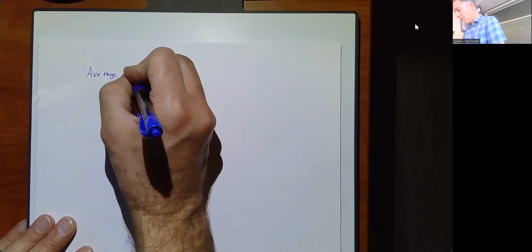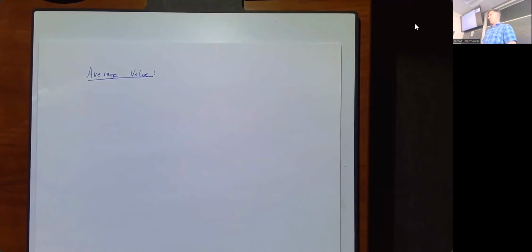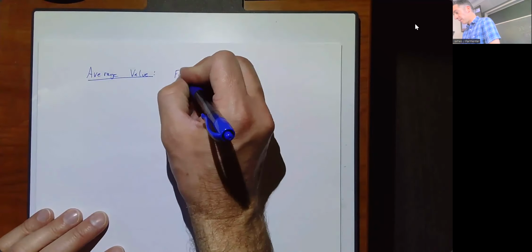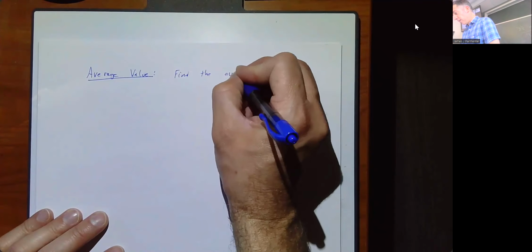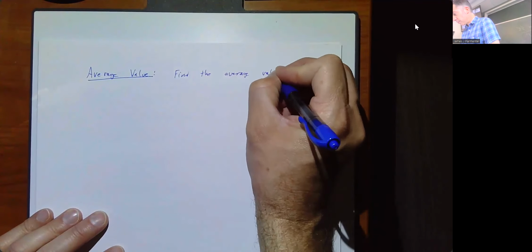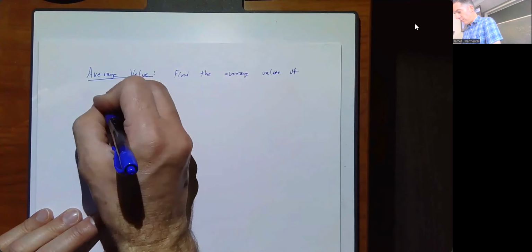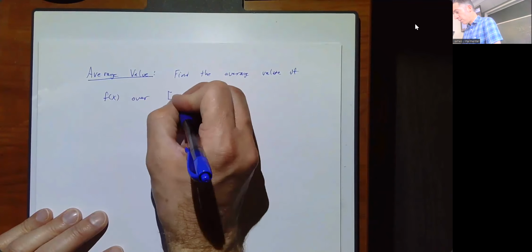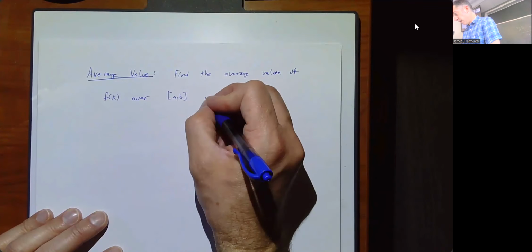Average value. I'm actually surprised that there's a whole section in your textbook dedicated to it, because the computation of average value is really not terrible. So to find the average value of a function over some interval, we calculate the following.